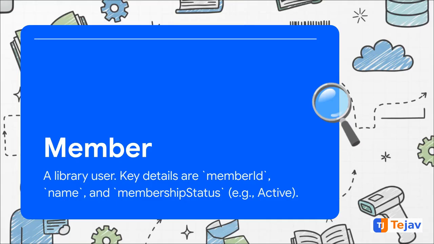And of course, we've got our members. These are the people borrowing the books. We need to know who they are, sure, but that membership status is super important. Is their account active? Or is it maybe suspended because they have a bunch of overdue fines? We'll need to check that before we let them borrow anything else.